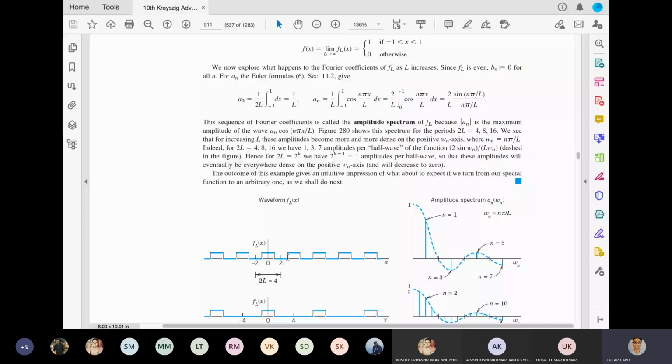And if you plot the amplitude spectrum, the amplitude spectrum is actually the plot of your An values. So An is equal to 2 sine n pi by L divided by n pi. If I write a notation for n pi by L, let's say it is Wn equal to n pi by L. On the x-axis I'm putting Wn, and on the y-axis we have the amplitude An. So An versus Wn, if you plot this graph.